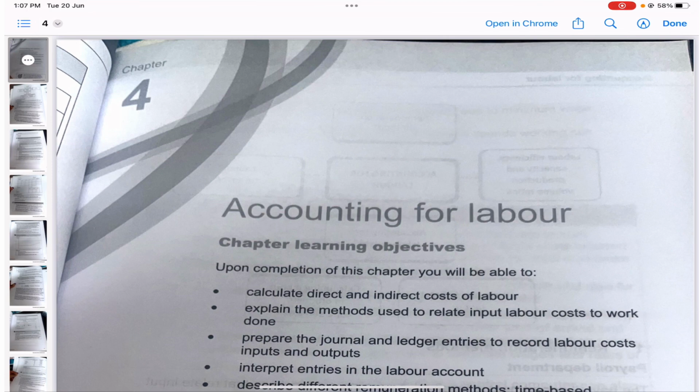And before starting this video, make sure that you have a calculator with you, and a paper and a pencil with you, so you'll be solving the questions along with me.